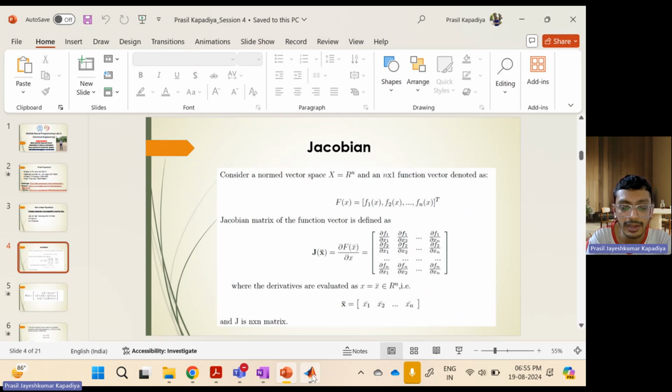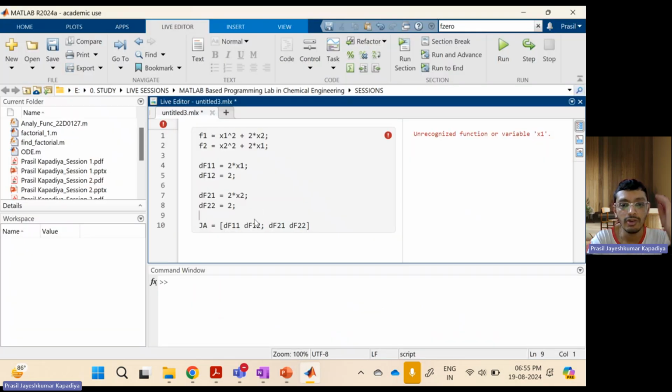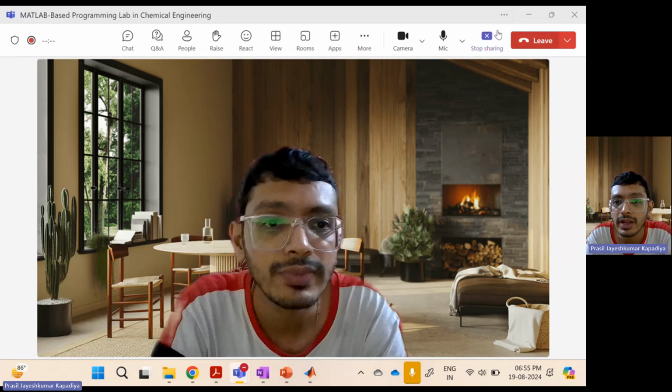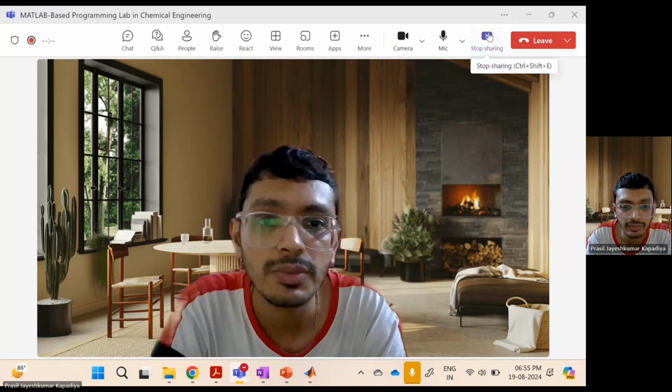But let's say I want to find my Jacobian at some particular values of x1 and x2. Let's say my x1 is equal to 2, x2 is equal to 4. I want to find it at this point. Okay, no, but it will not take it like that. So we will be writing one function and then we will be seeing how we can calculate Jacobian. Just give me a minute. I'll stop sharing my screen.